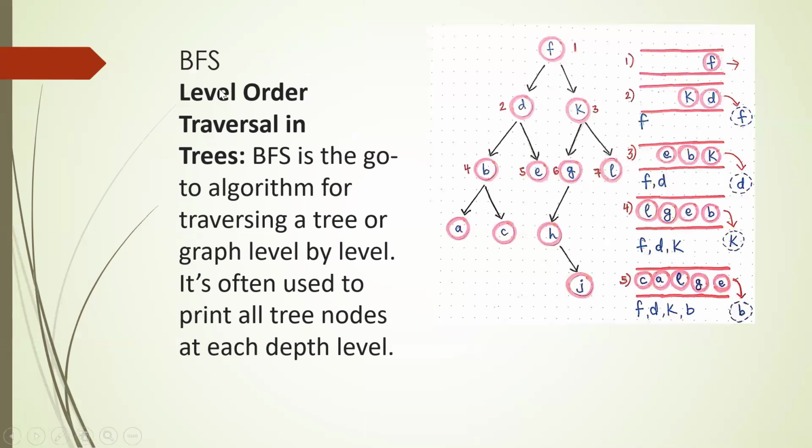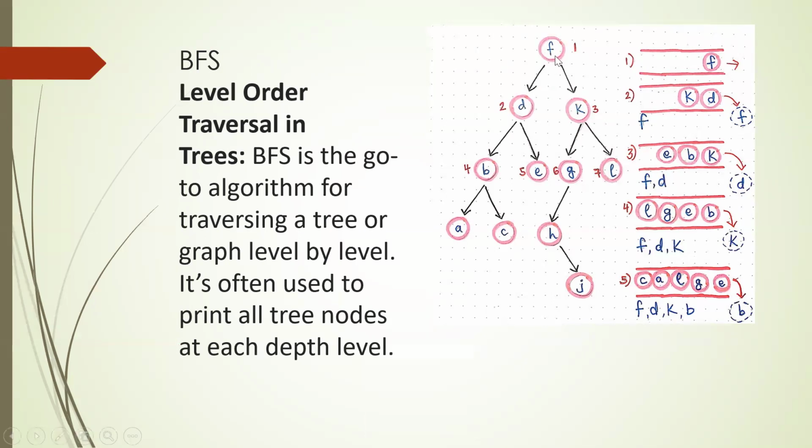Next, we are moving to the breadth first search. In a breadth first search, we are following the level order. What is level order? The root node is at level 0, then level 1, level 2, level 3. At every level we have to travel all the nodes, that is called a level order traversal. Now we will see this example.